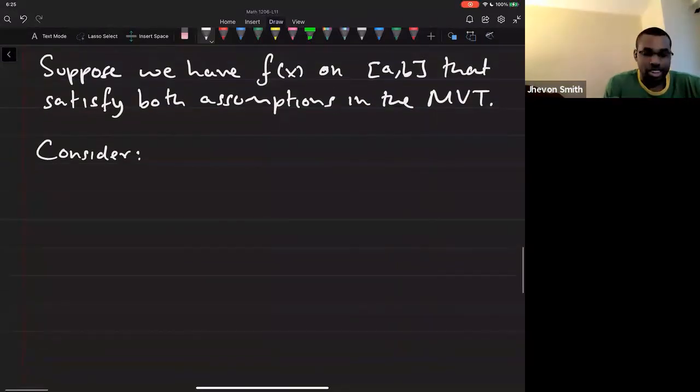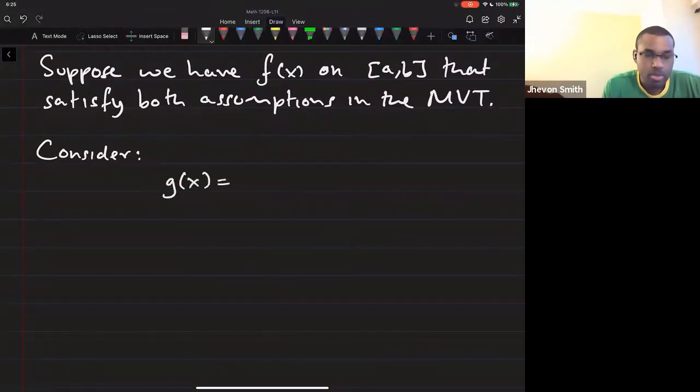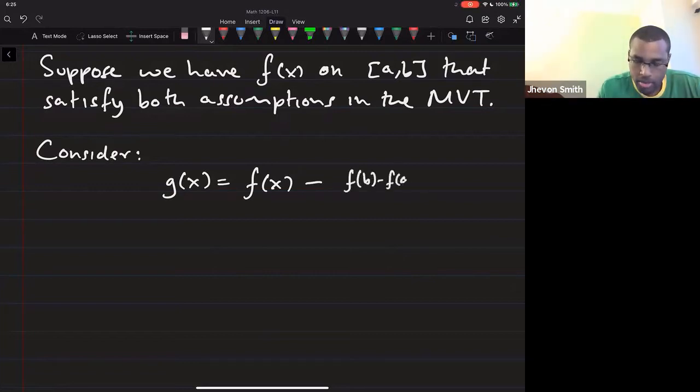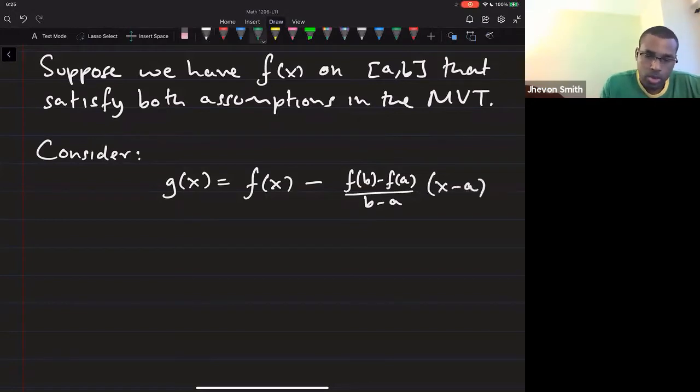So yeah, consider this. We're going to define a new function, and this is how I'm going to define it. It's going to be f of x, but I'm going to subtract a certain quantity: f of b minus f of a over b minus a, times x minus a, right? So I want you to notice that this here is just a constant. In fact, it's the average rate of change, right?